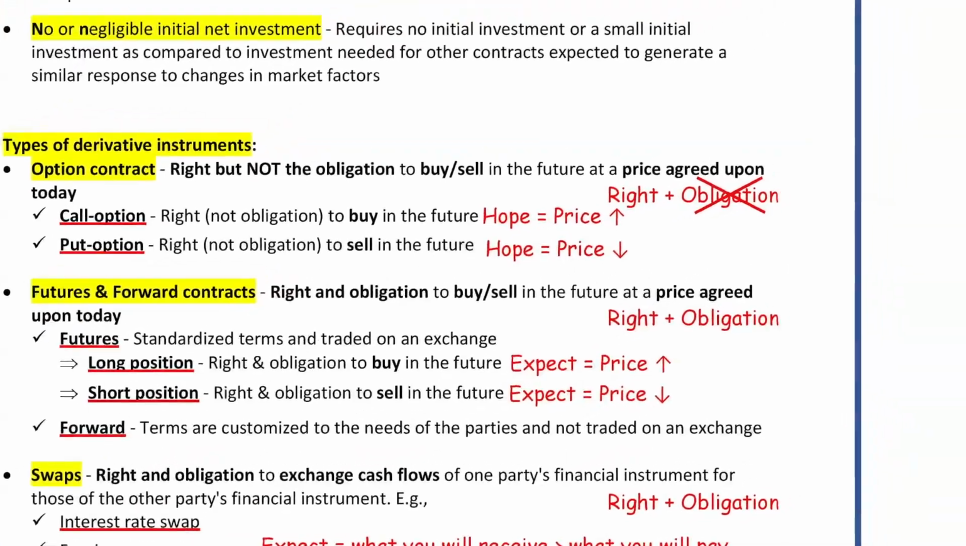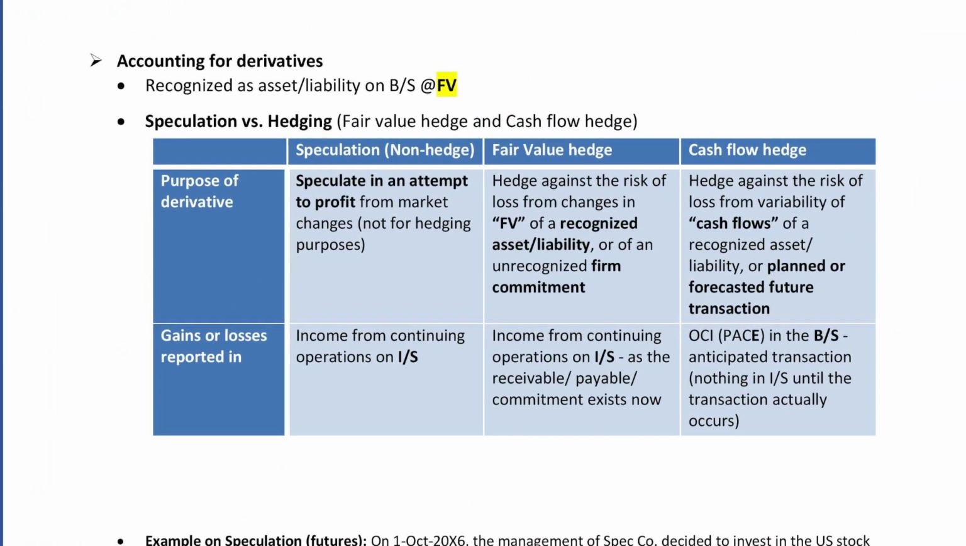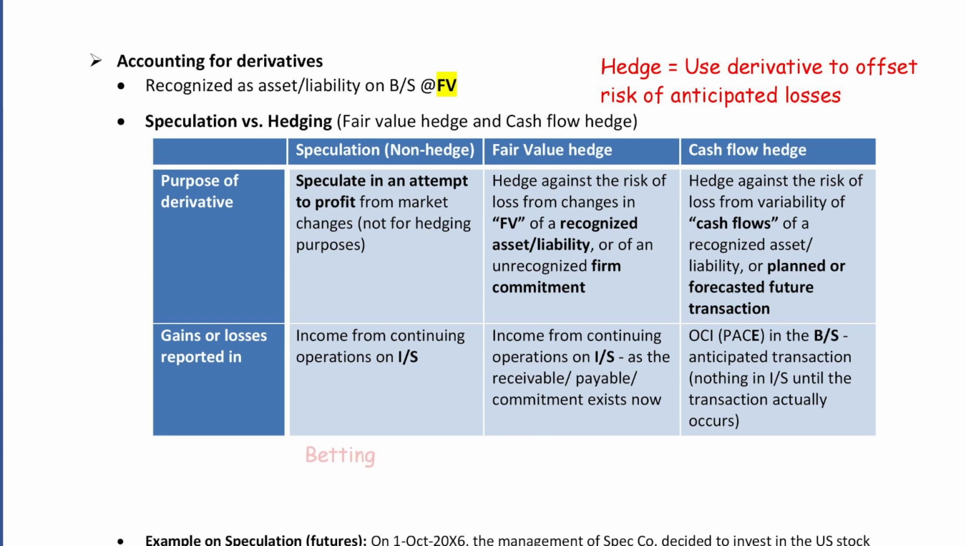On page 17, we're looking at accounting for derivatives and hedges. Highlight measured at fair value. Write, hedge equals use derivative to offset risk of anticipated losses. Now, we've got a lovely table here where we're comparing speculation versus hedging. So, speculation is when you attempt to profit from market changes. Gains or losses for speculation, they go to the income statement. Speculation, that sounds like, right, betting.